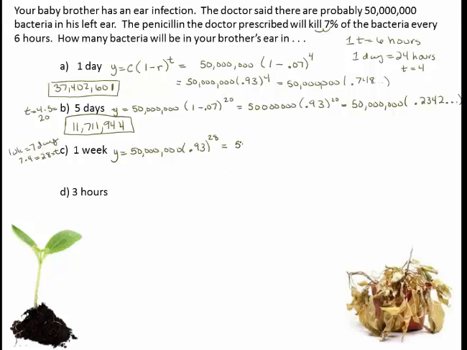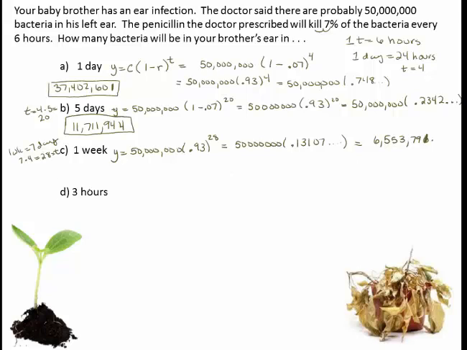And that gives me 50 million times 0.13107, and that continues. Multiply that by 50 million. And at the end of a week, we're down to 6,553,790.6, so we'll round that up to 1. So we're down to 6 million bacteria.